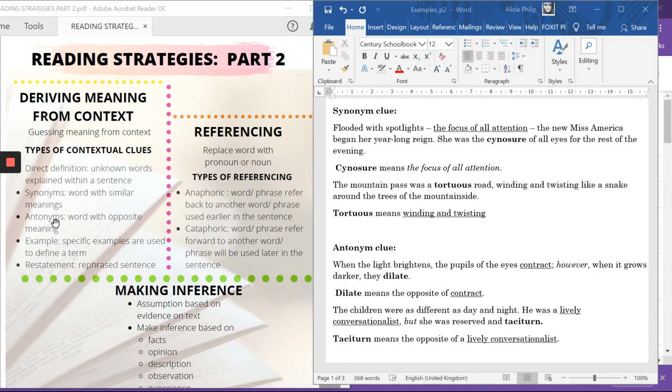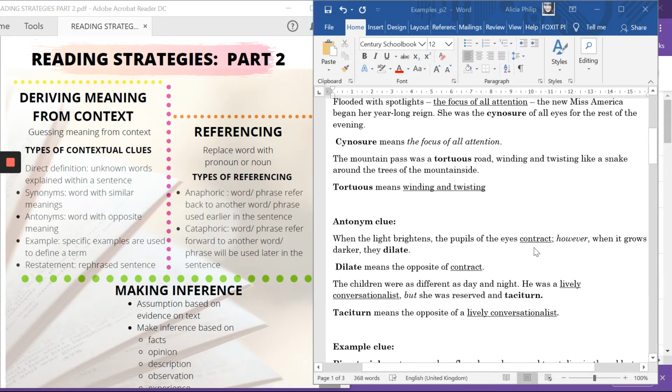Another clue is antonym, a word with opposite meaning. For opposite meaning, you need to look at the linkers. There's always a contrasting linker attached to the sentence. If you see, the pupils of the eye contract when it grows darker, they dilate. The question would ask, what does dilate mean? You would know, based on the contrasting linker, that contract is the opposite of dilate. Okay, so you know the meaning of dilate.